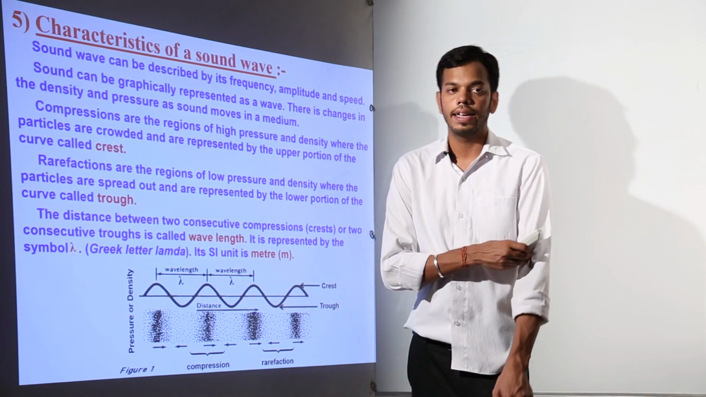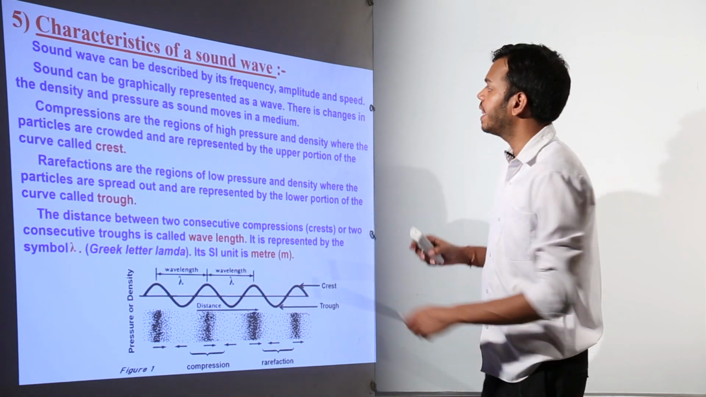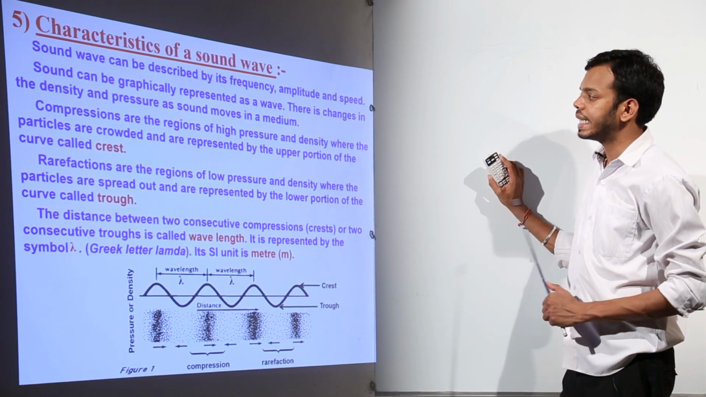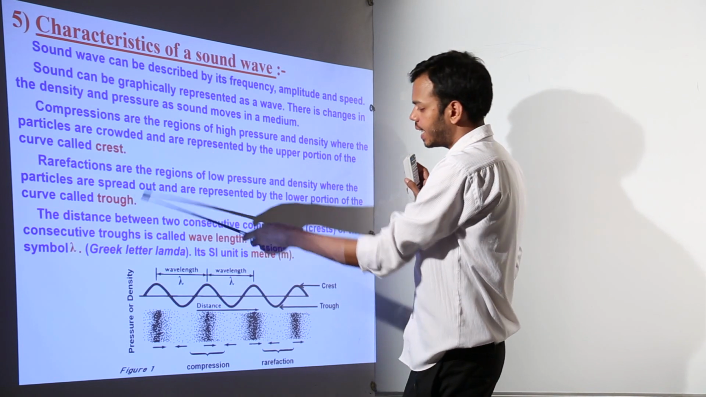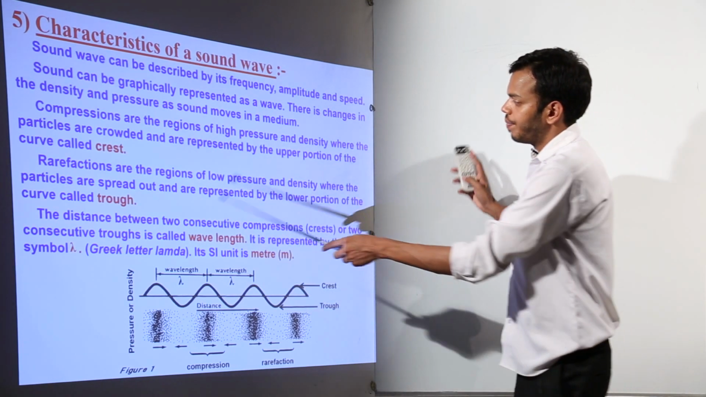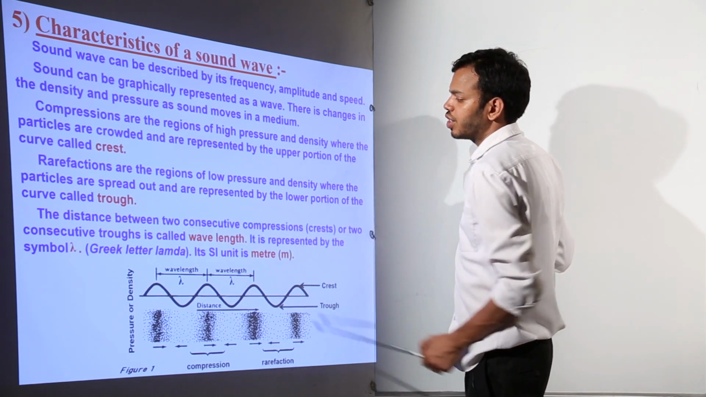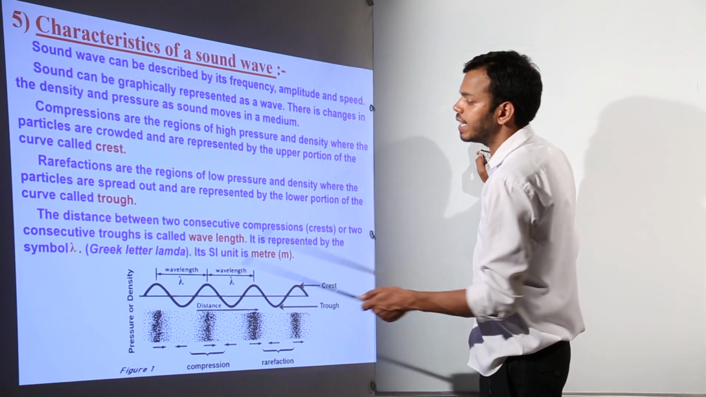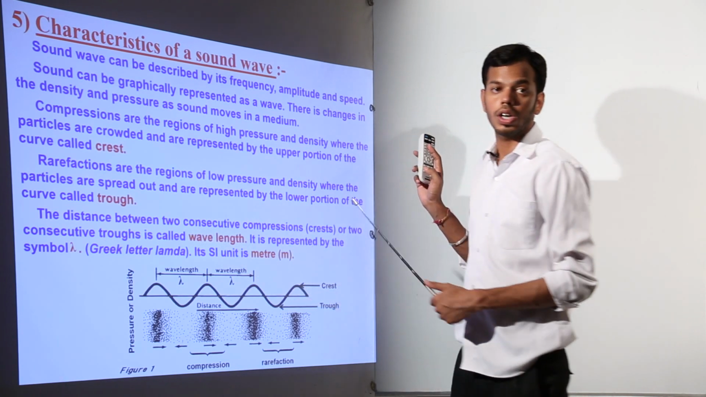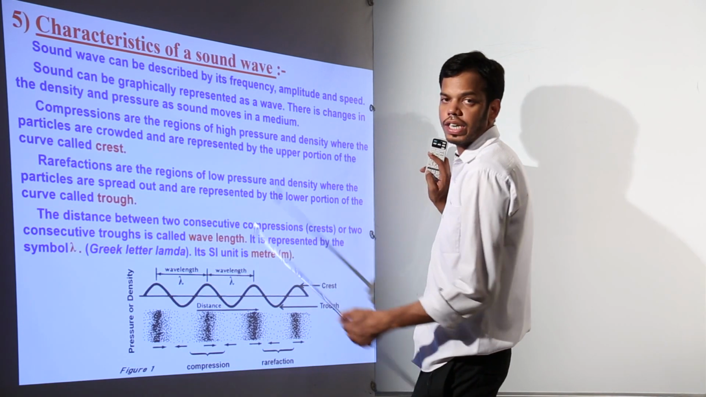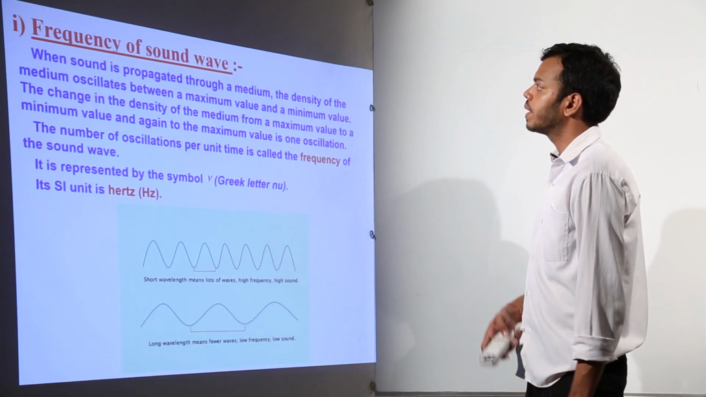So why are we talking about wavelength if we have to study frequency, amplitude and speed? Because they are all interrelated. Now this thing is clear, crest and trough. The distance between two consecutive compressions or two consecutive rarefactions is called wavelength. Distance between two consecutive troughs or two consecutive crests is a wavelength, or just take one crest and one trough, that is also the wavelength.